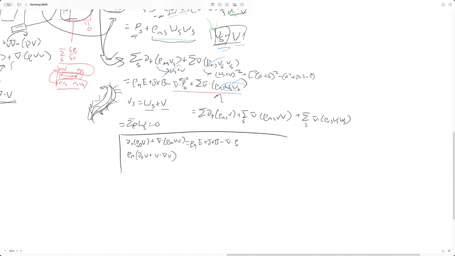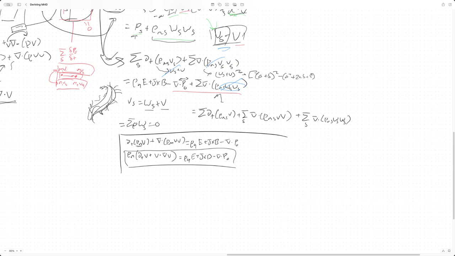I might have to do a proof on that sometime. Equals PQE plus J cross B minus L dot P. Okay, so cool, now you have that. And then this is going to be the momentum equation. So this one was very complicated, but I hope this one kind of got across.